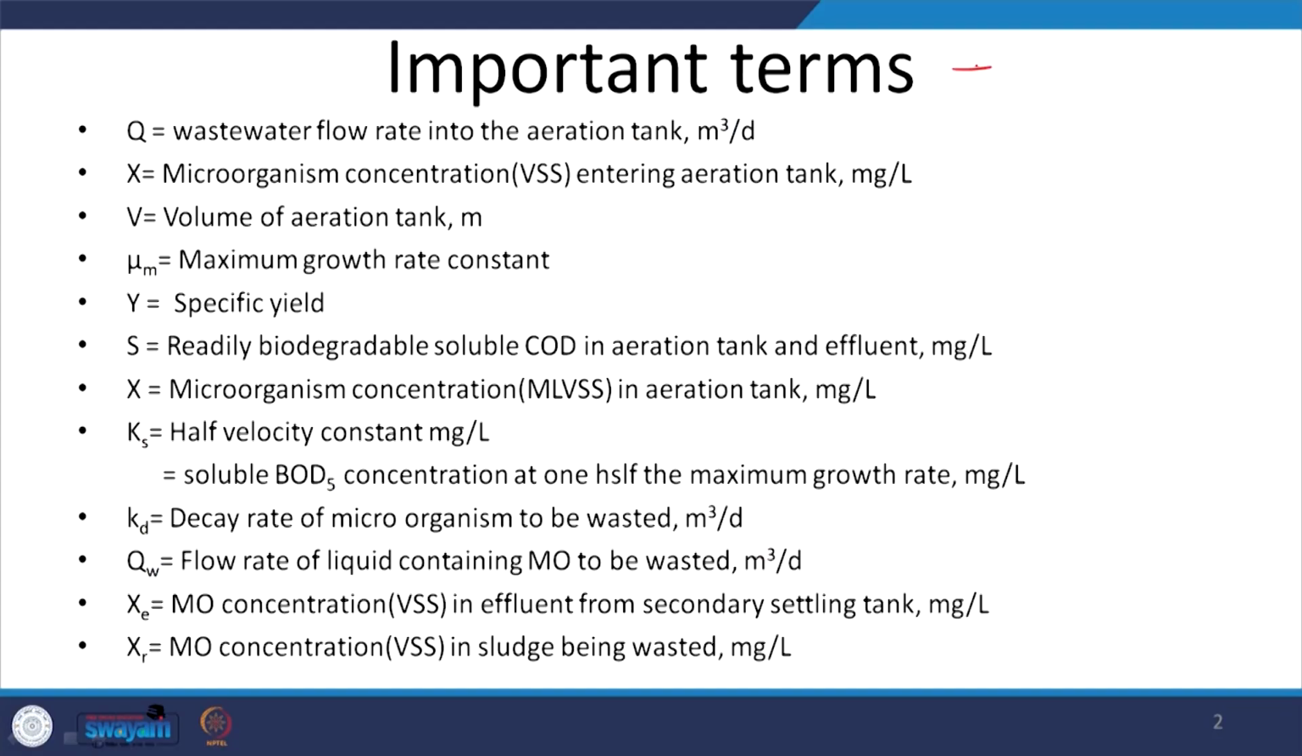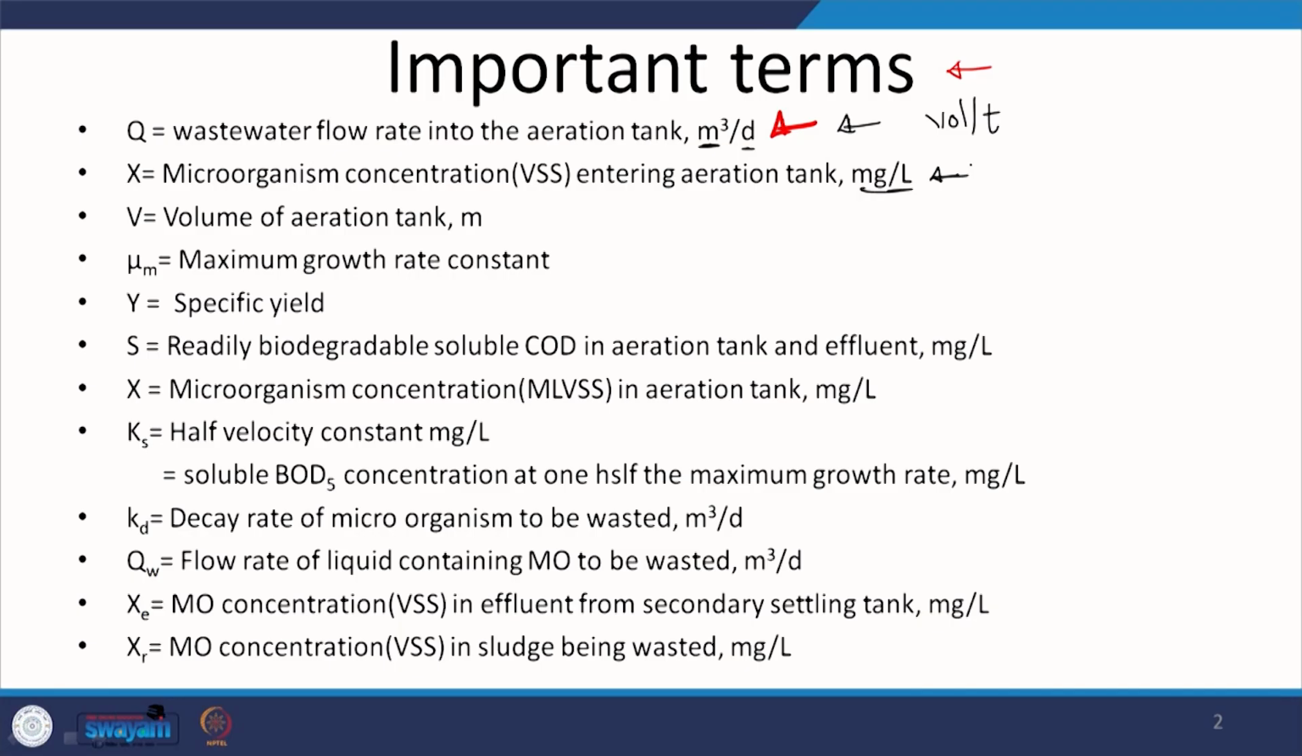I believe we looked at these terms, and we would also have added some more. So Q gives me an idea about the rate at which the water is flowing into the tank, volume per time, the flow rate. X will give me an idea about the microorganism concentration in the relevant tank. So MLSS, MLVSS, that's how we typically measure that.